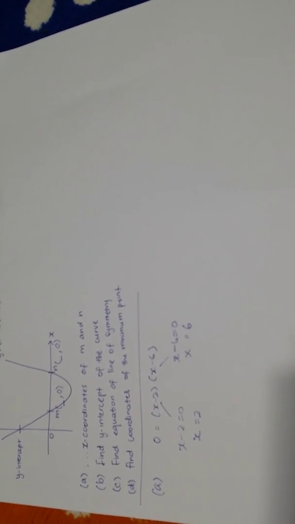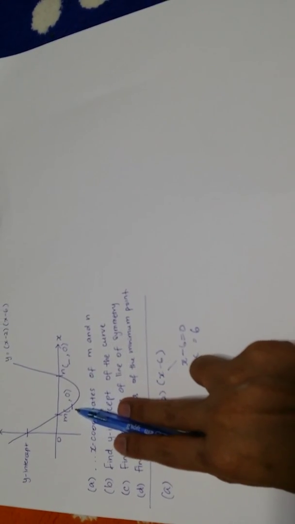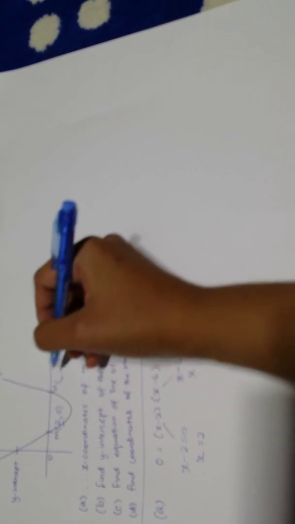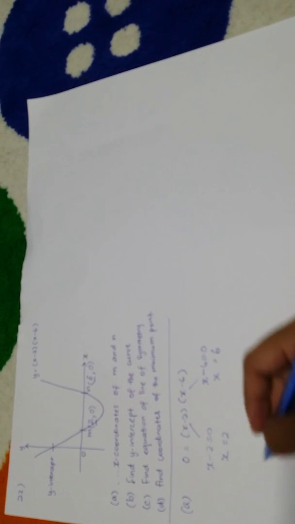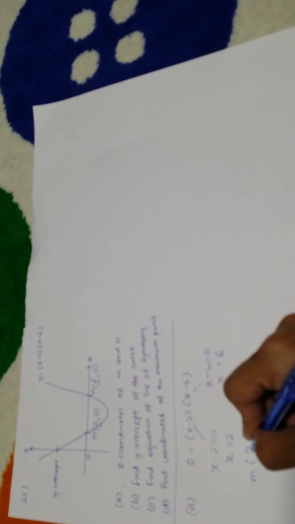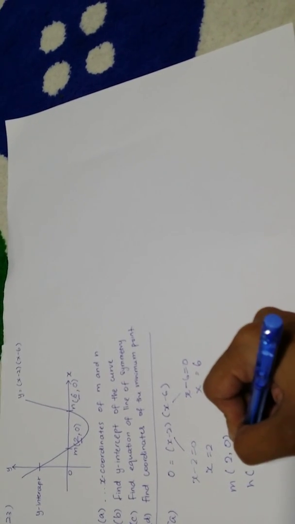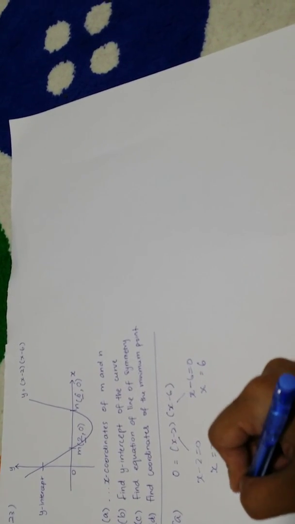So logically speaking, M would have the value of 2, and N would have the value of 6. I will just write that down: here is 2, here is 6. So this is the first answer. M will have the coordinates (2, 0), and N would have the coordinates (6, 0). Okay, that's the first answer.